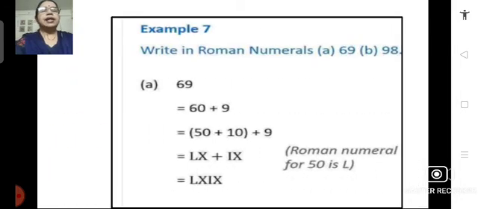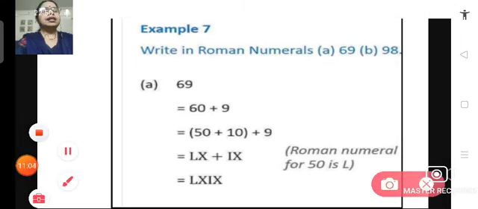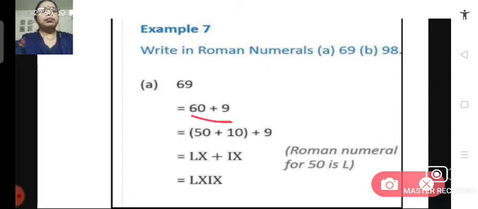Next one, example 7. This example has been taken from the textbook. Write in Roman numerals 69 and 98. So how do we write 69? 69 is 60 plus 9. That means it is 50 plus 10 plus 9. So we have the Roman number symbol for 50, that is L. So 10 is X, so it is LX plus 9. So 69 can be written as LXIX.